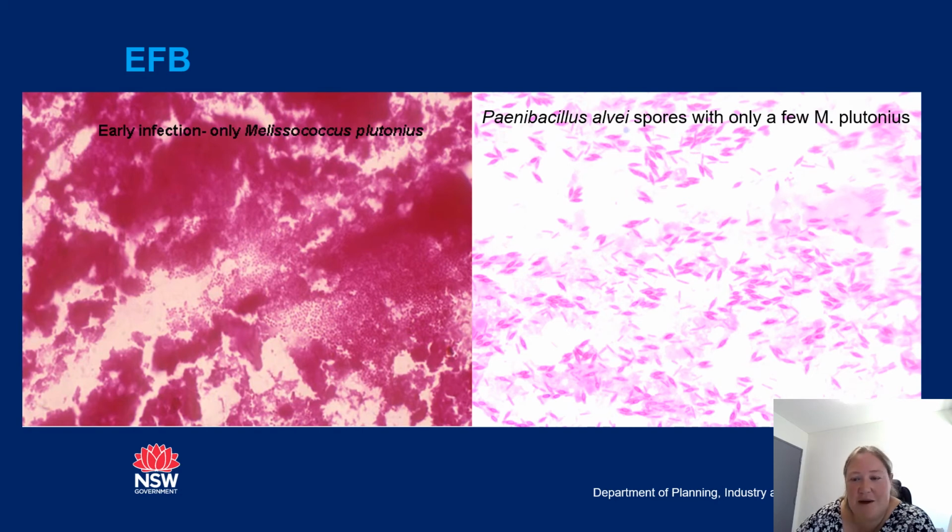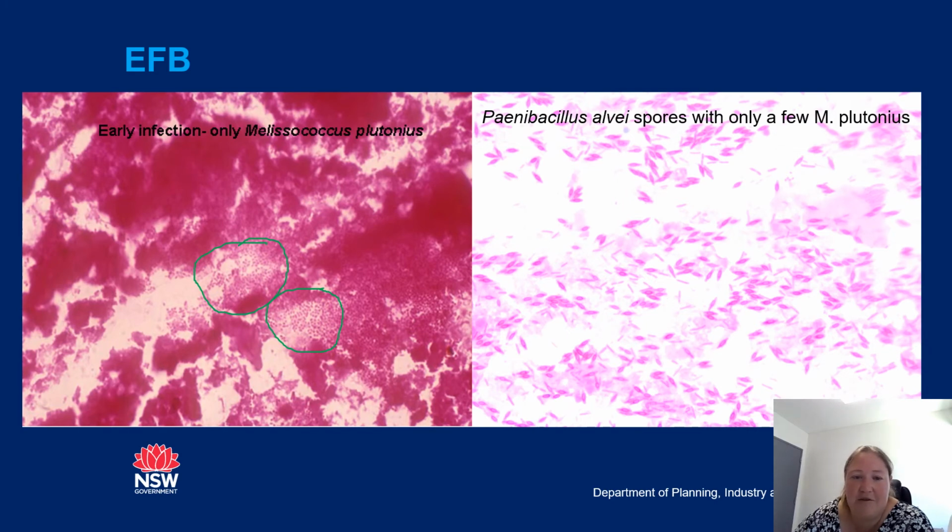In this page, you can see EFB. Now we treat the slides the same, we stain them up, we look at them under the microscope at 1,000 times, and you can see here that we have the Melissococcus plutonius in this slide. And they're tiny little lemon-shaped circles that we can see.